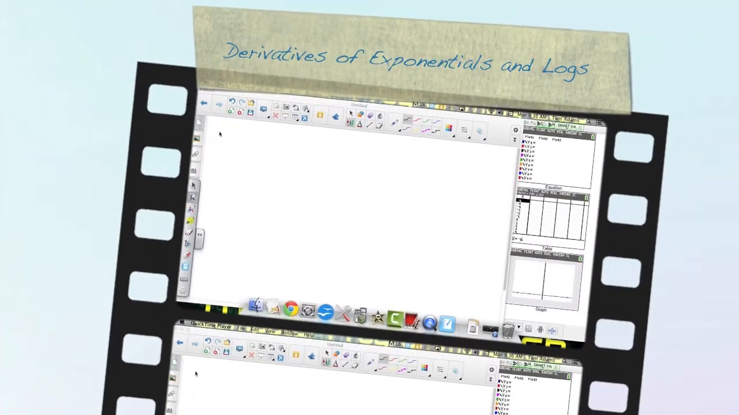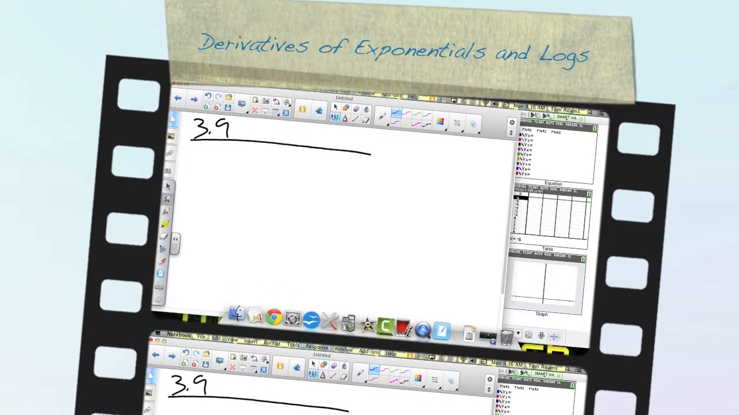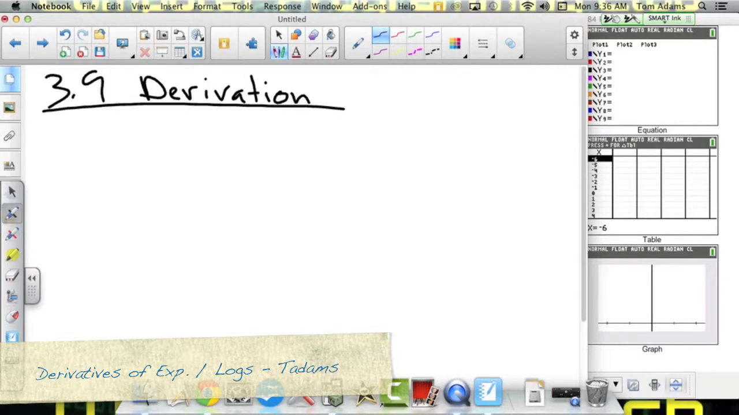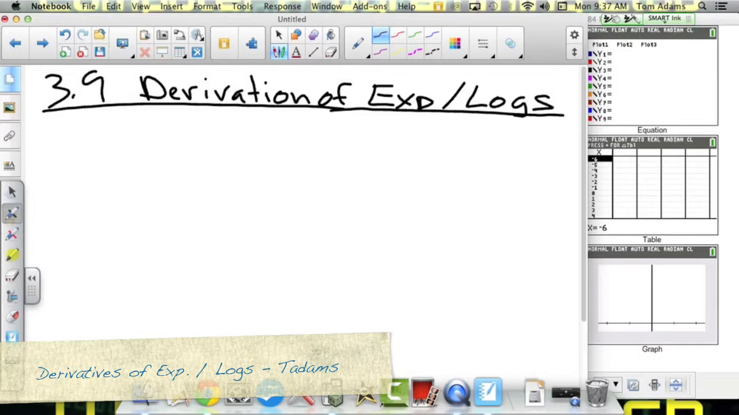Okay, so today we're going to talk about the derivatives of exponentials and logs. To derive an exponential or a log, there's a formula that we could use in both scenarios. I'm just going to dive in first and explain what the formula is without actually proving how we get the formula.